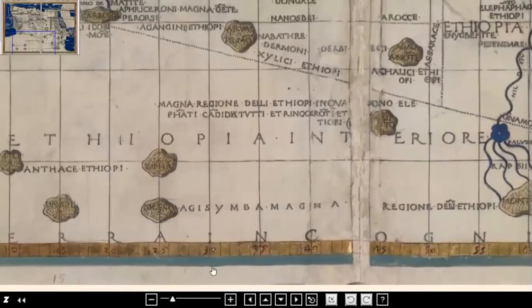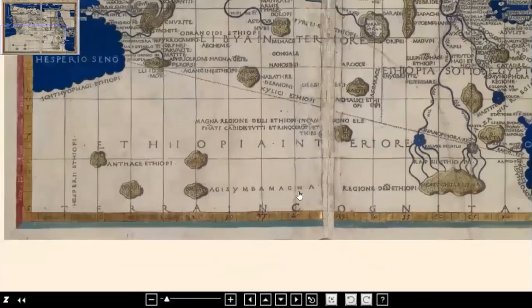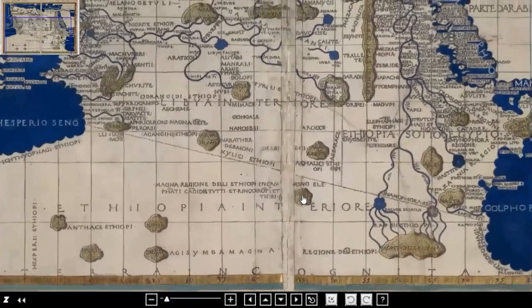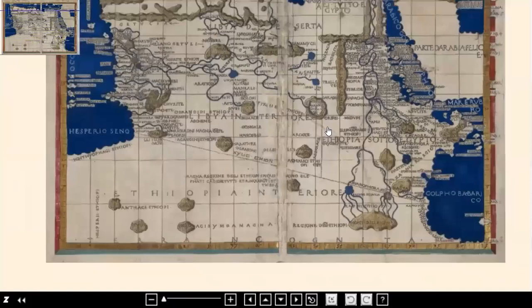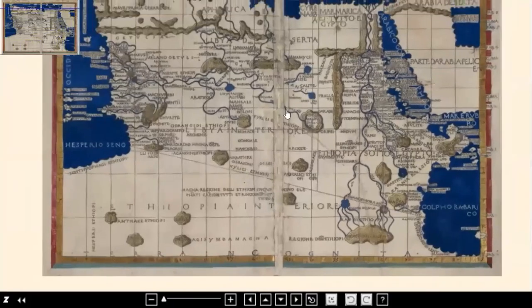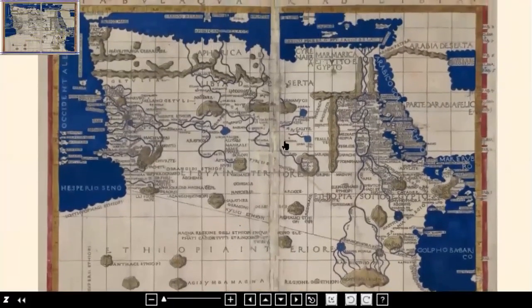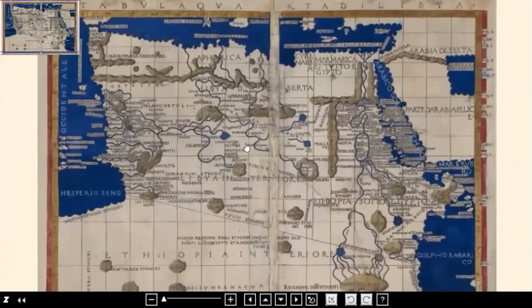You can see the value of enlarging very rare maps like this and analyzing them in detail. If you got access to this map physically, you would never be able to see it in the detail that you can see it now in the digitized form that Dr. Gerald Rizzo has now made available to the world.